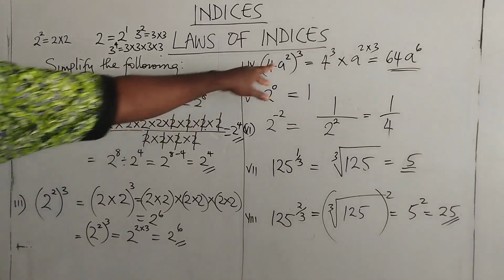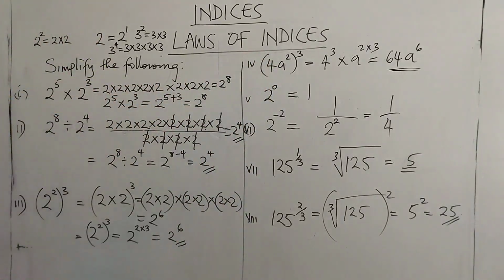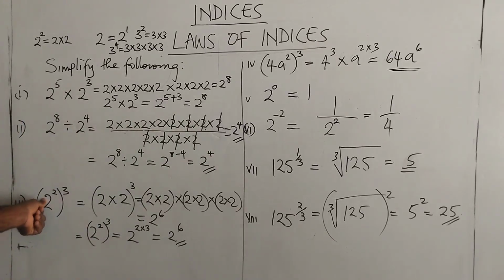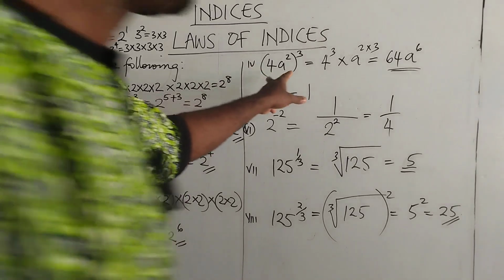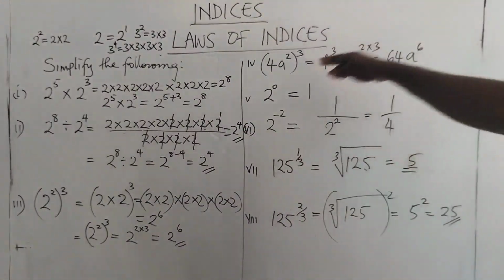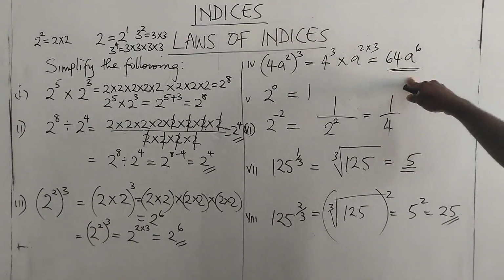For the power law and product power law, they are related in the sense that whatever power is outside the bracket is used or shared to whatever is in the bracket. You share it and multiply out. In this case, we had only 2 raised to power 2 inside. So we multiply the 2 powers. In this one, we have 4a. We share the powers to both 4 and a squared for us to have our answer.